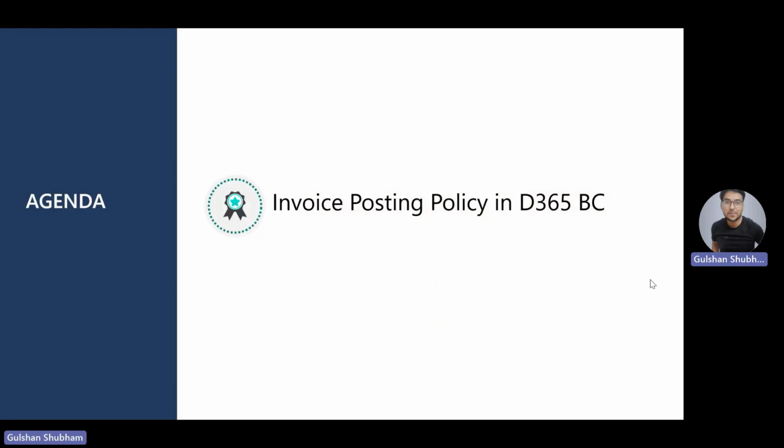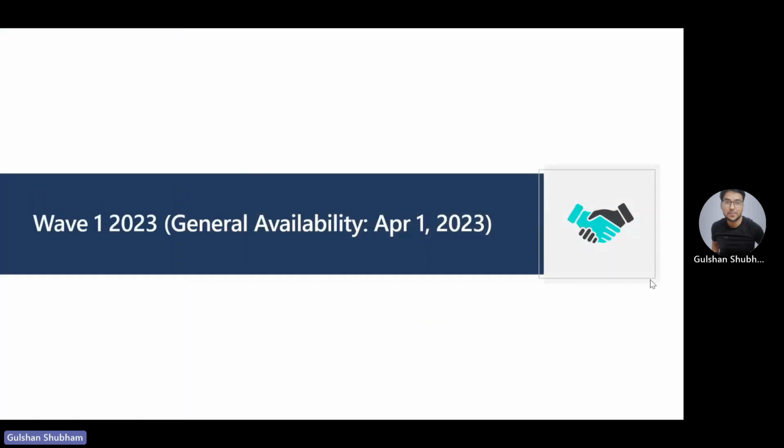Today we are going to talk about invoice posting policy in D365 Business Central. This is a relatively new feature which we have got in wave 1 2023. It means the general availability will be April 1 2023. This is a very small but a very good feature. It replaces a few of the permission sets.